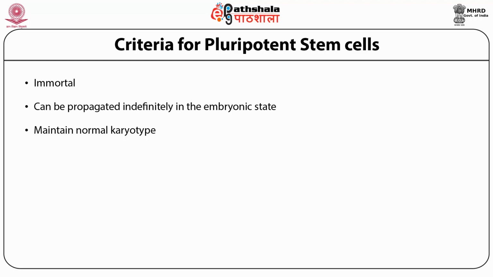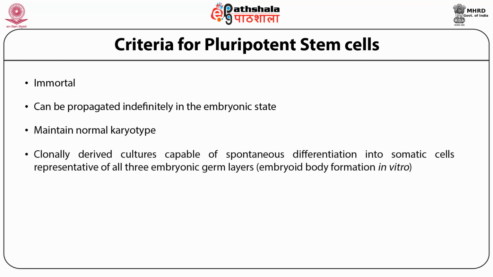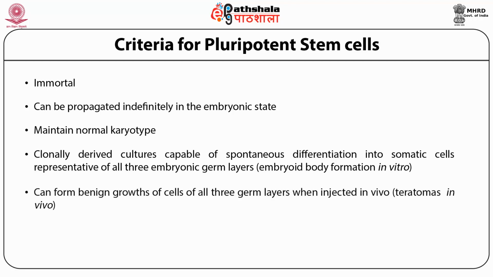These cells should be able to form distinct colonies in culture, and they should be able to differentiate into cells of all three embryonic germ layers. That is, they should be able to form tissues from all three germ layers, that is the ectoderm, mesoderm and the endoderm, both in vitro and in vivo. In vitro, this formation of cells is called embryoid bodies, and in vivo, this growth of cells which contain differentiated cells of all three germ layers is called teratomas.